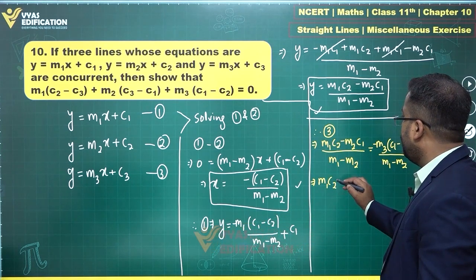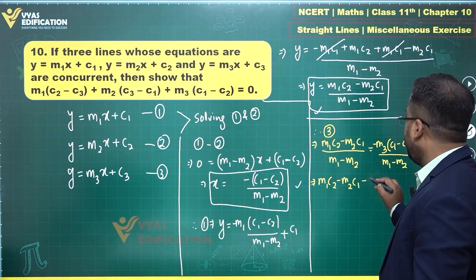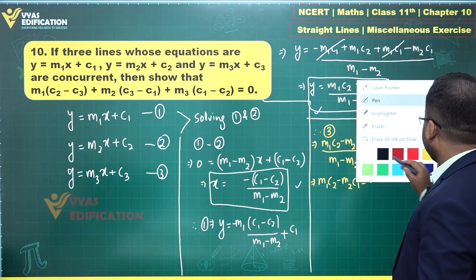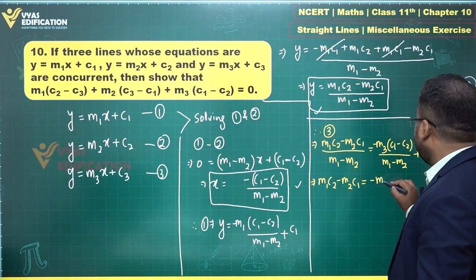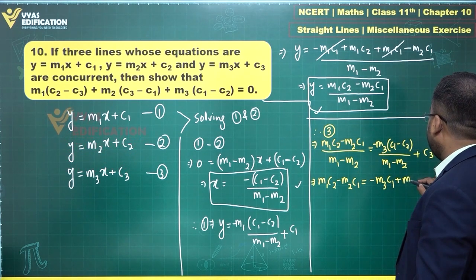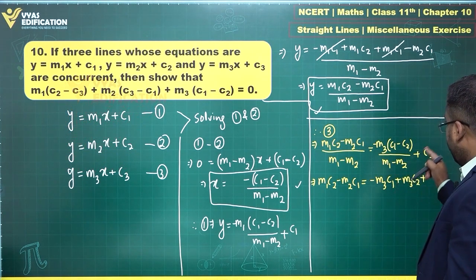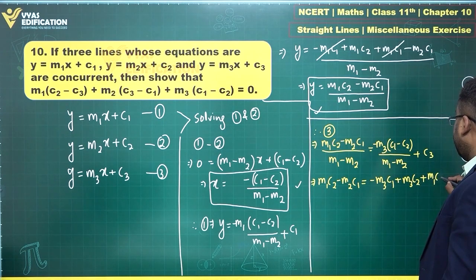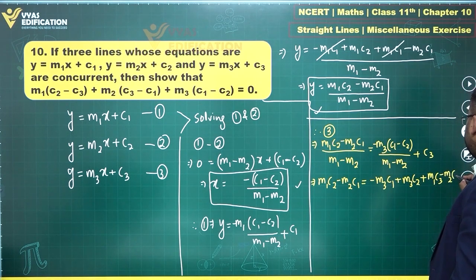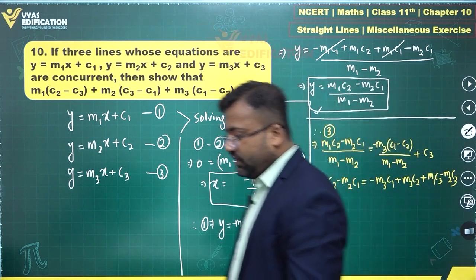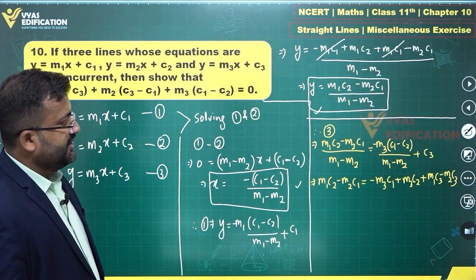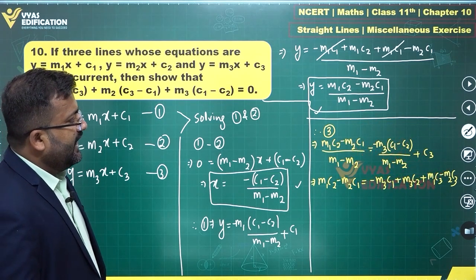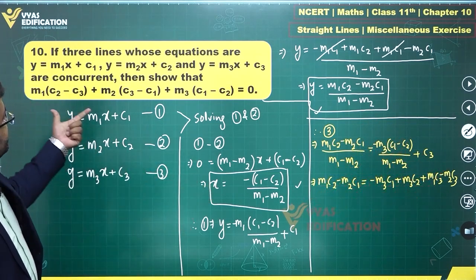So you get m1 c2 minus m2 c1 is equal to minus m3 c1 plus m3 c2 plus m1 c3 minus m2 c3. This is what you get. Please observe this carefully. This was a complete expression, and we have to rearrange this expression in this particular form.